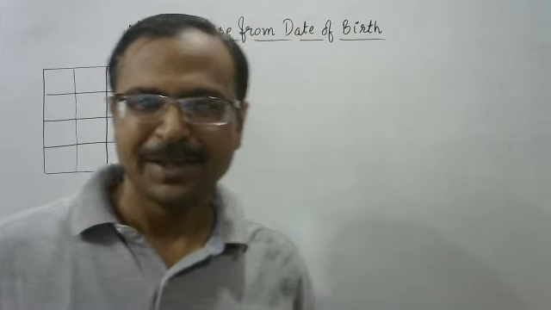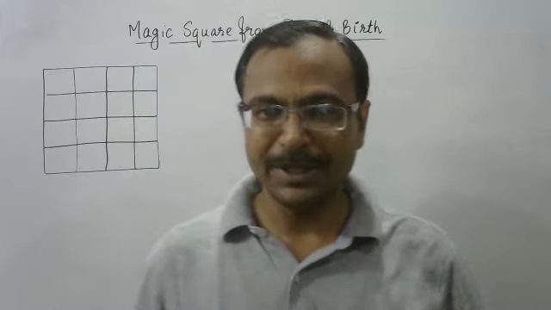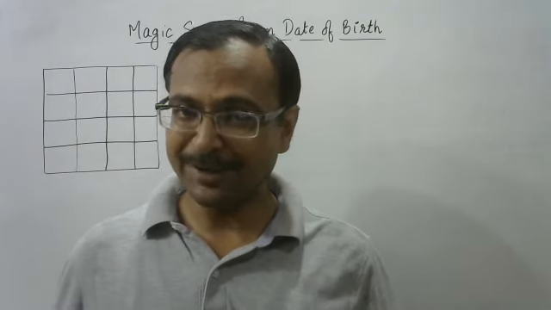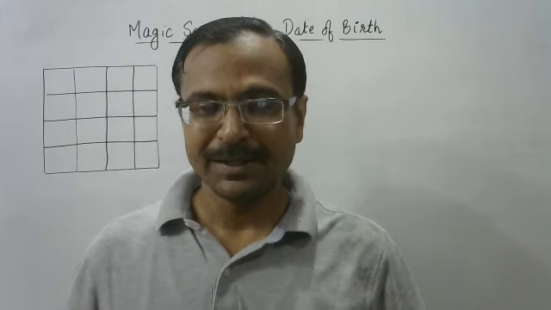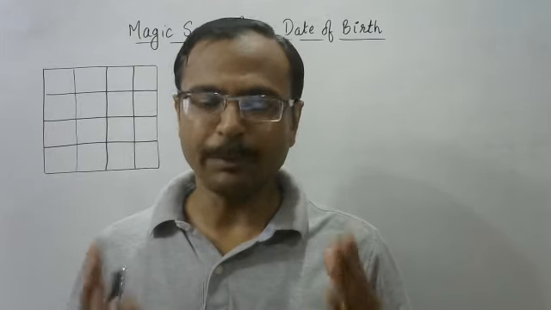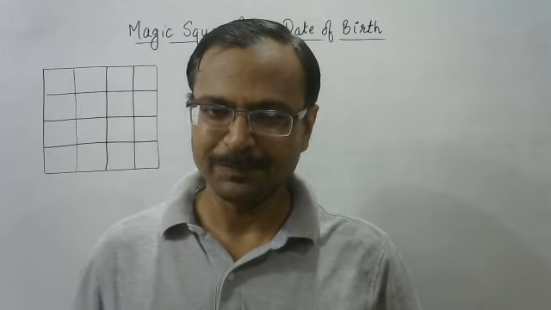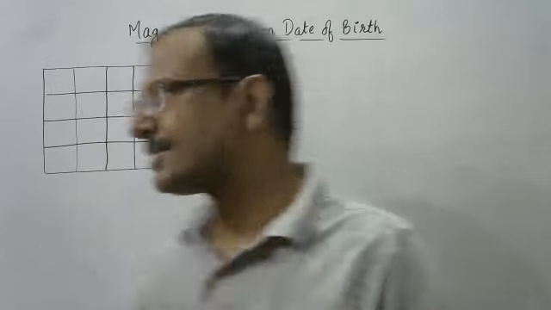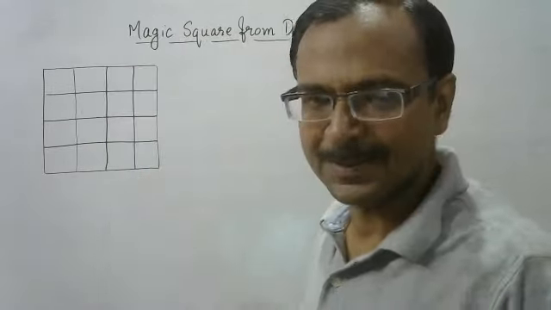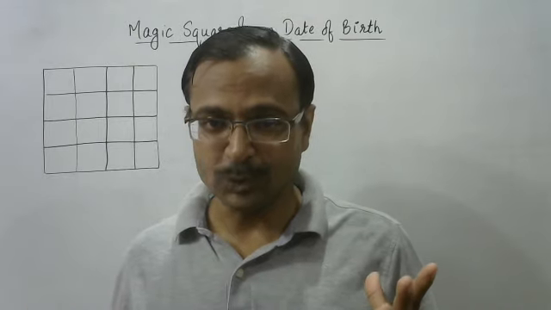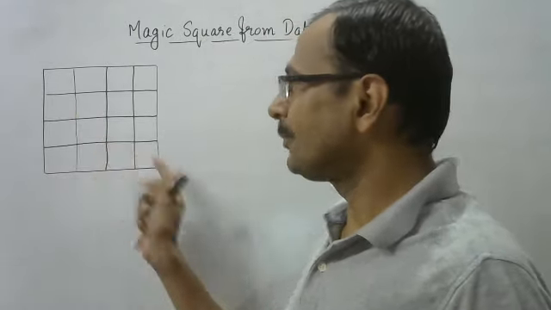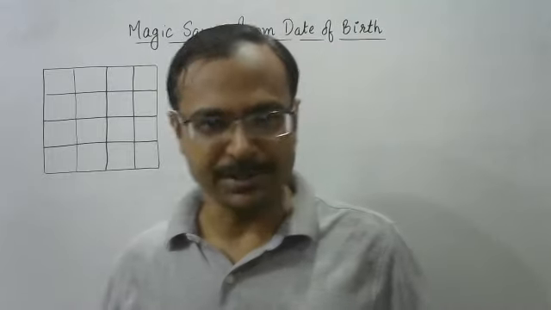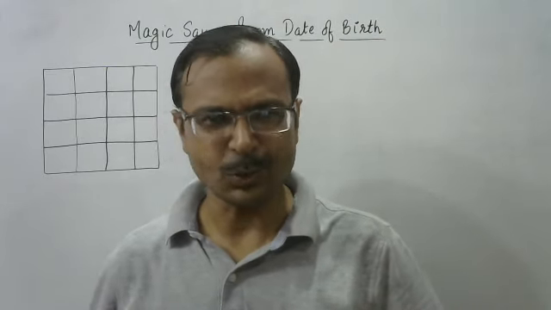Hello friends, in this video I shall be taking up a very interesting concept. This concept is a 4 by 4 magic square. Now you all know what is a magic square, right? We write some numbers in a particular matrix like this, and the sum of those numbers in each row, in each column is same. That's known as a magic square.